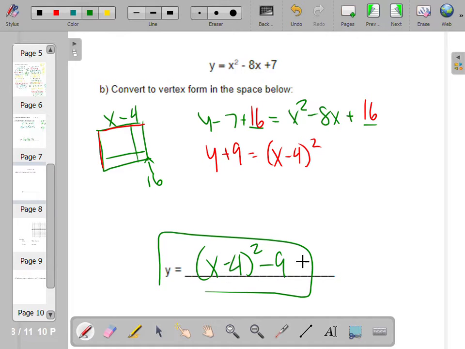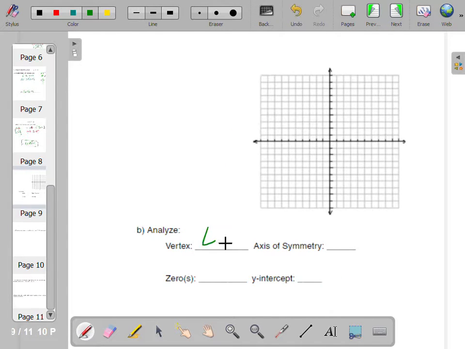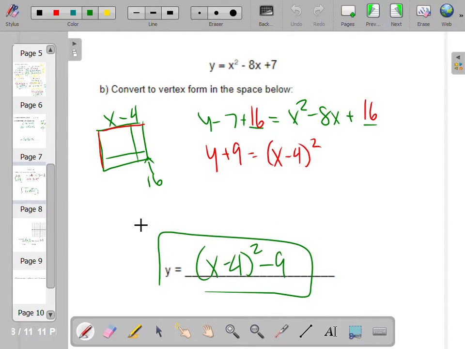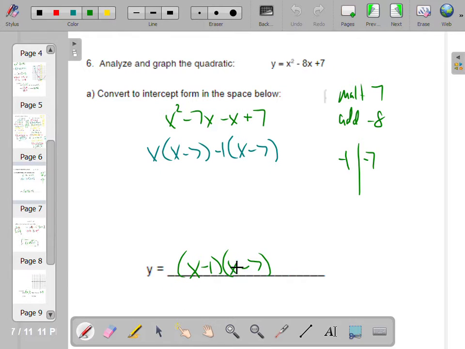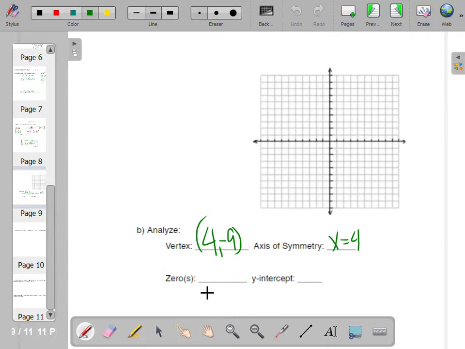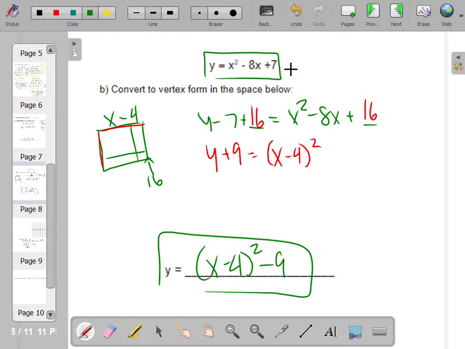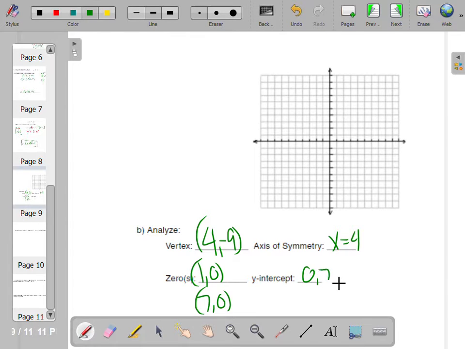From vertex form, I can see the vertex is at 4, negative 9, and the axis of symmetry is x equals 4. The zeros: x minus 1 equals 0 at 1, and this equals 0 at 7, so 1, 0 and 7, 0. And the y-intercept from standard form is 0, 7.